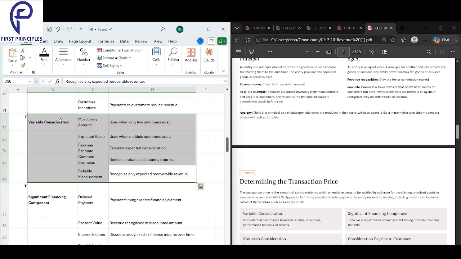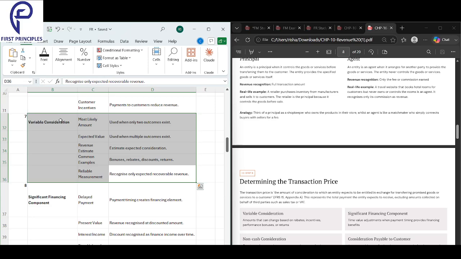Revenue estimate: you just take an estimate of the amount of revenue you expect to earn in the future. Some common examples when we talk about variable consideration are bonus, rebate, and discount. The whole idea is that your revenue is not fixed. That is the meaning of variable consideration. And you can recognize only the expected recoverable revenue.